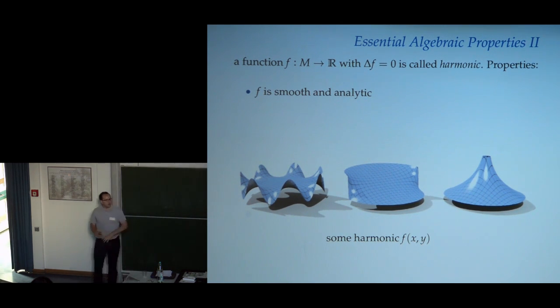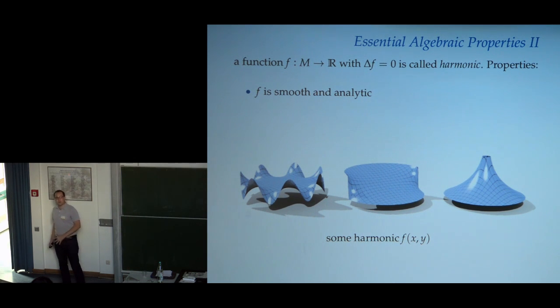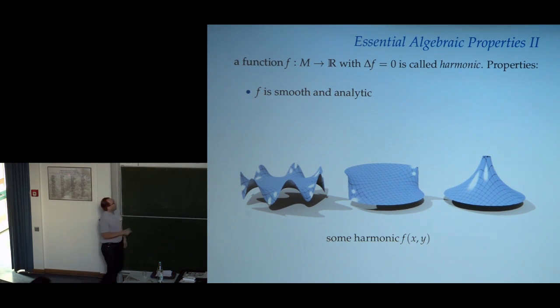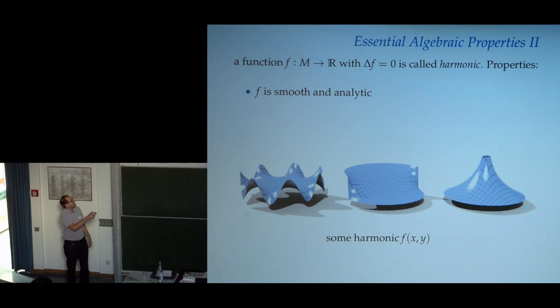In fact, it's not only smooth in an intuitive sense, but it's also smooth in a rigorous sense. All the derivatives of this thing exist, and it's also analytic. So you can compute the Taylor series of this thing on the inside. On the boundary, things can go nuts.